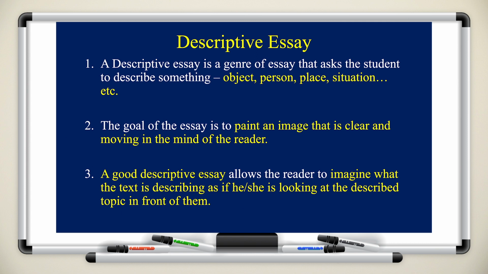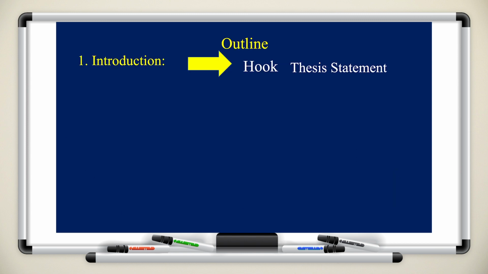A good descriptive essay allows the reader to imagine what the text is describing as if he or she is looking at the described topic in front of them. For the outline, the first thing is the introduction. The introduction contains the hook and thesis statements, and we will go through them step by step.